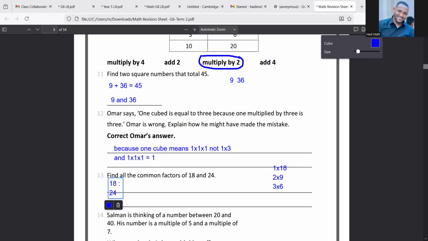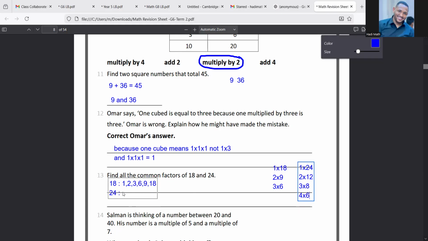We're going to say this is 1, 2, 3, 6, 9, and 18. Then let's go to 24. The 24, we do the same idea. We go starting from 1. 1 times 24, 2 times 12, 3 times 8, 4 times 6, 5 we don't have, 6 is repeated, stop.